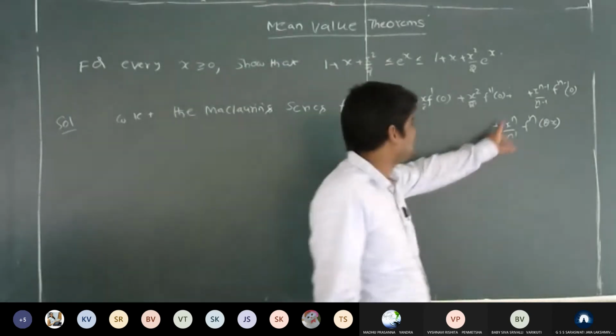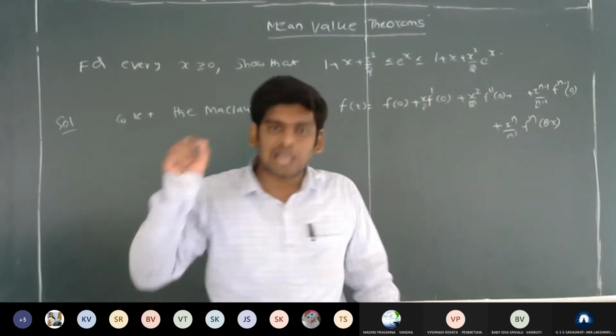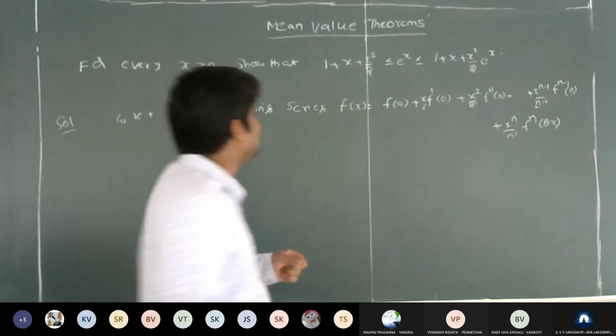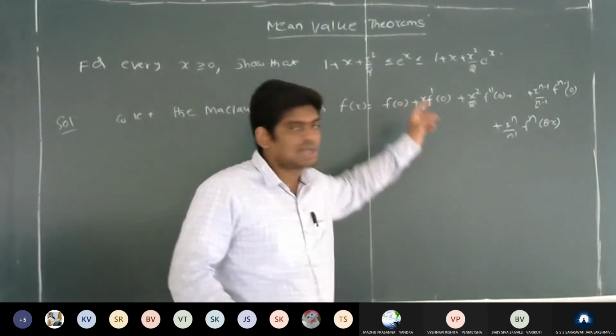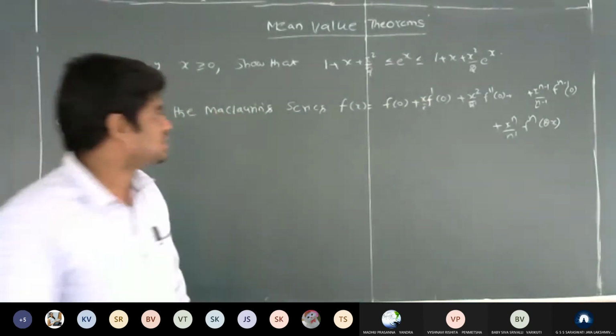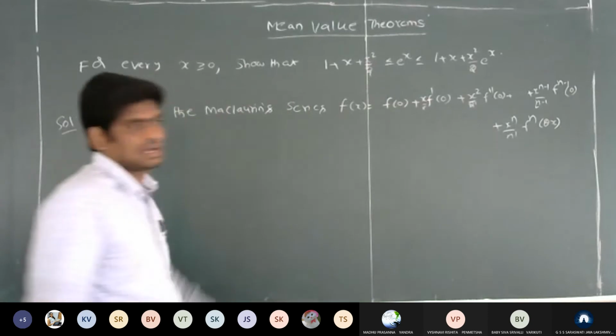So here the last term is x power n into f n of a plus theta h, or a plus theta x. Right? So here a is 0, because we are calculating the Maclaurin series about the point x equal to 0. So here A is 0. So this is the known Maclaurin series.